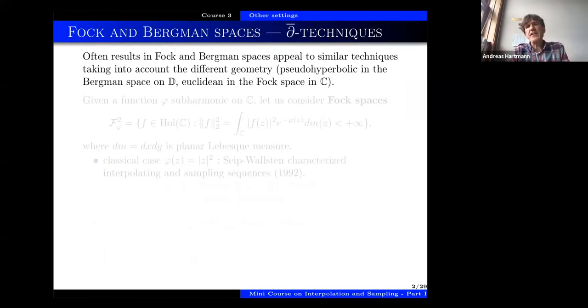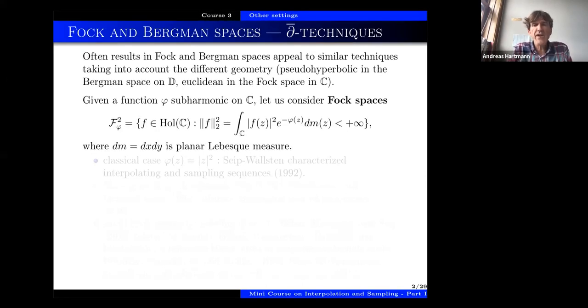And the setting I've chosen is the setting of Fock spaces. I could also have chosen Bergman spaces. There's a kind of meta theorem which tells you that if you are able to prove something in the Fock space, then you should be able to do it in the Bergman space and vice versa. Maybe that's not always true, but often it's true, and the techniques are quite close. And then you have to replace the underlying metric, which is Euclidean in the Fock space, and sort of hyperbolic in the Bergman space. So to make things easier, we do it in the Fock space.